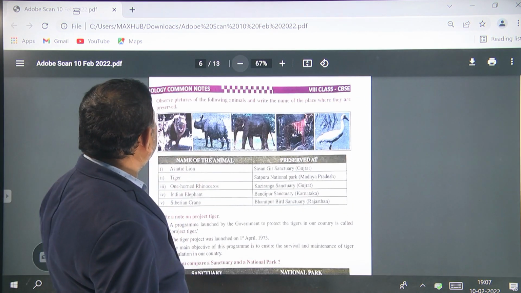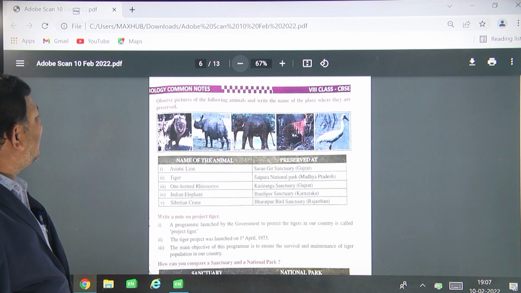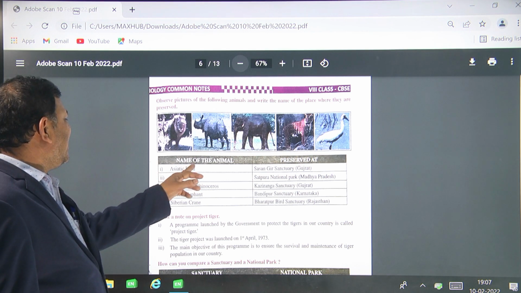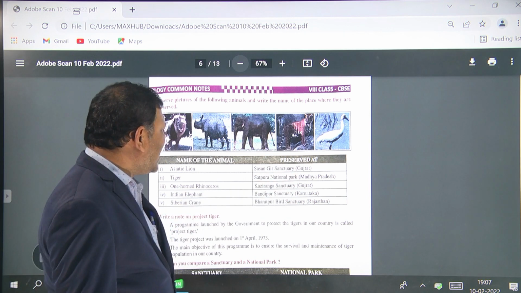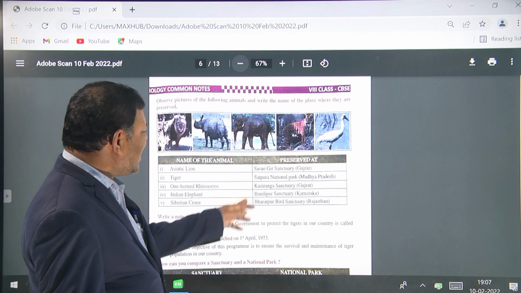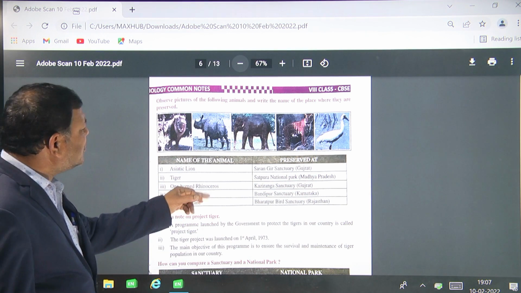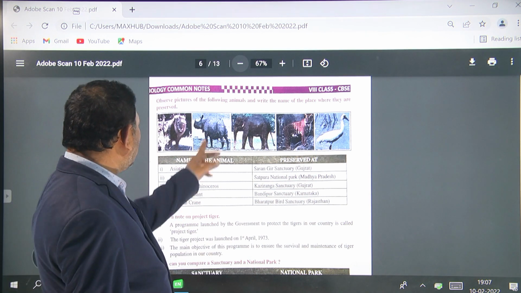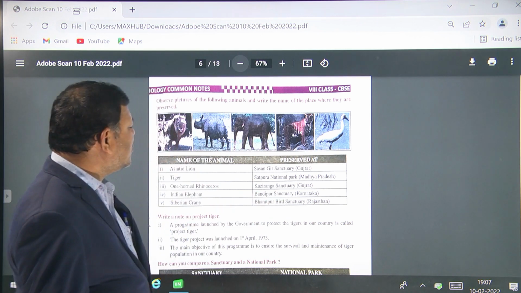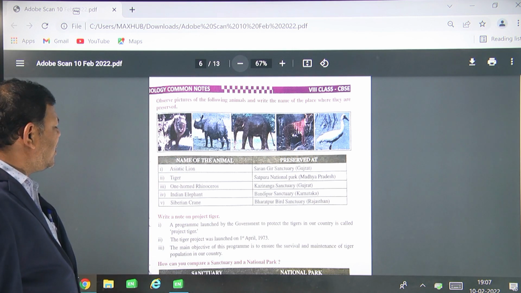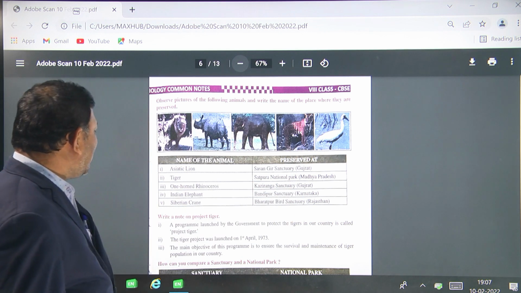Observe the pictures given and write the names of the places where these animals are preserved. Asiatic lion, Sasan Gir Sanctuary, Gujarat. Tiger, Satpura National Park, Madhya Pradesh. One-horned rhinoceros, Kaziranga National Park. Indian elephant, Bandipur Sanctuary in Karnataka.